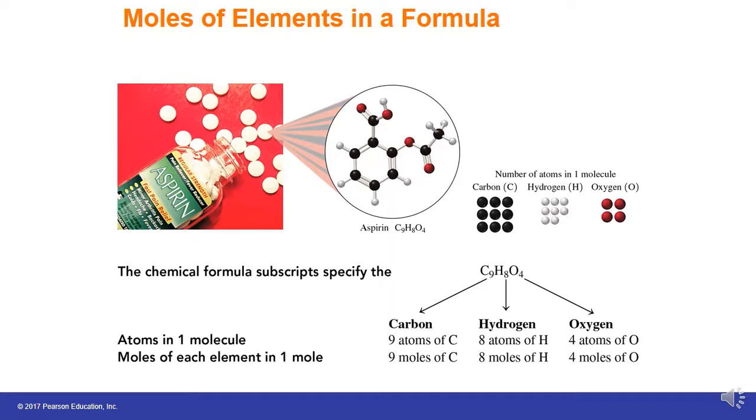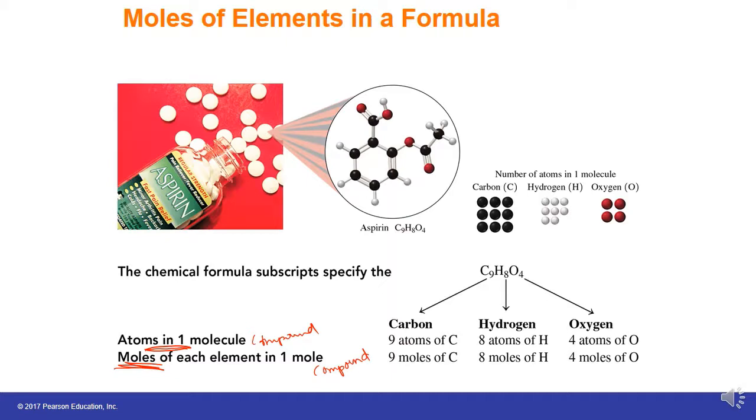We can also take a look at the number of moles of an element in a formula. If I look at a chemical formula, the subscripts not only specify the number of atoms in one molecule, but also specify the number of moles of each element in 1 mole of the compound. Right? So 1 molecule.